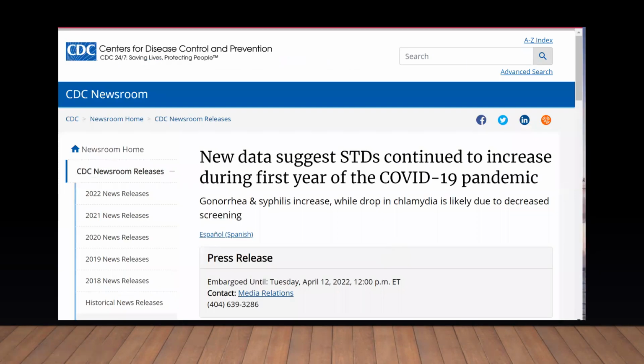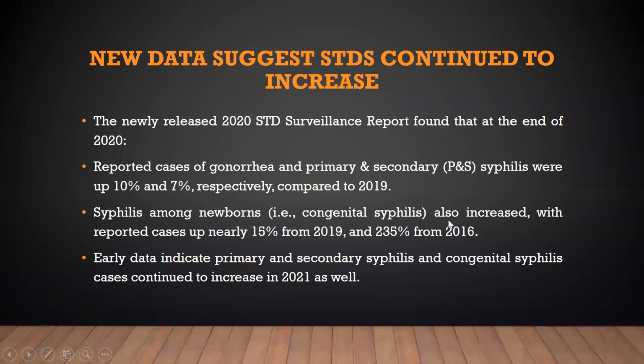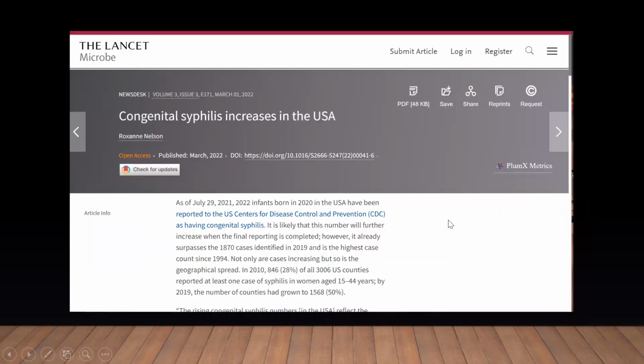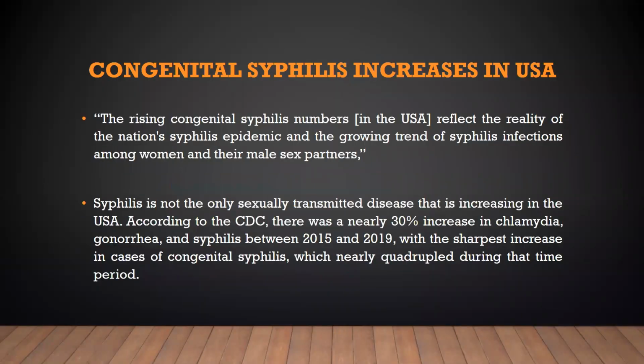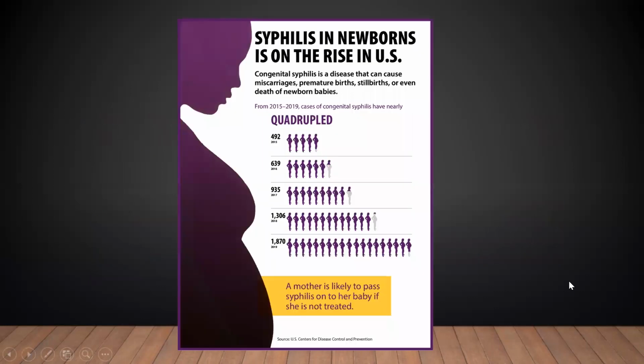New data suggests sexually transmitted diseases continued to increase during the first year of the COVID-19 pandemic. Congenital syphilis increases in the USA. The rising congenital syphilis numbers in the USA reflect the reality of the nation's syphilis epidemic and the growing trend of syphilis infections among women and their male sex partners. Syphilis is not the only sexually transmitted disease that is increasing in the USA. According to the CDC, there was a nearly 30% increase in chlamydia, gonorrhea, and syphilis between 2015 and 2019, with the sharpest increase in cases of congenital syphilis, which nearly quadrupled during that time period.